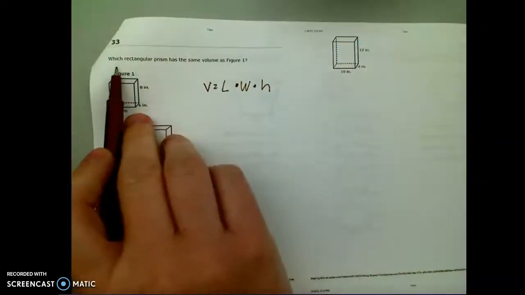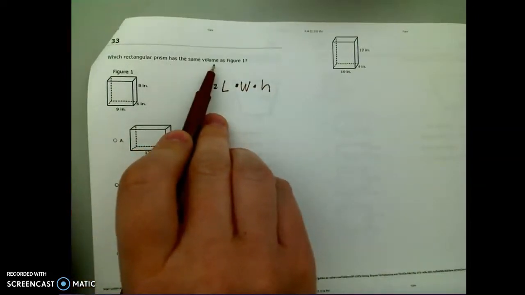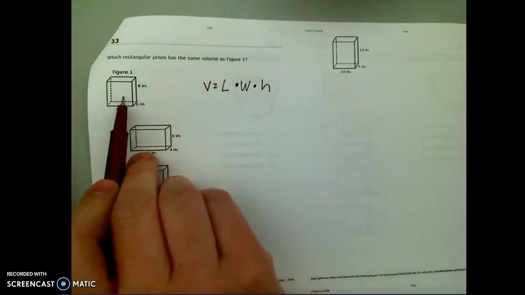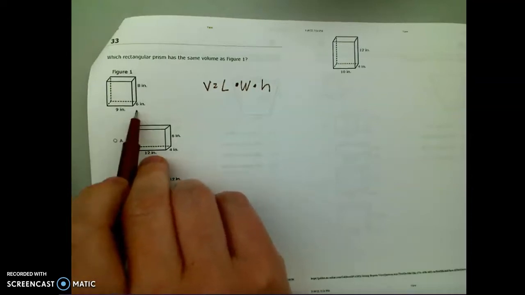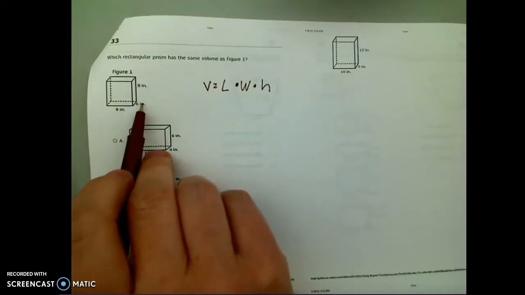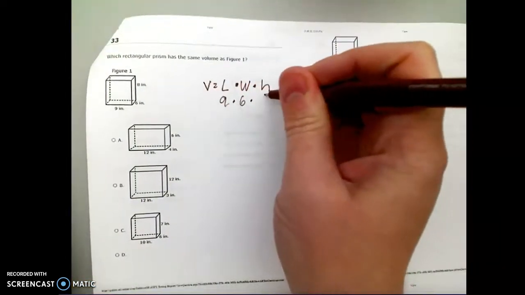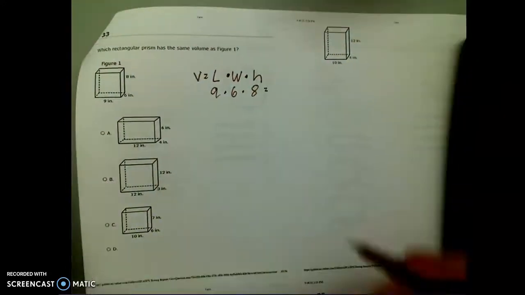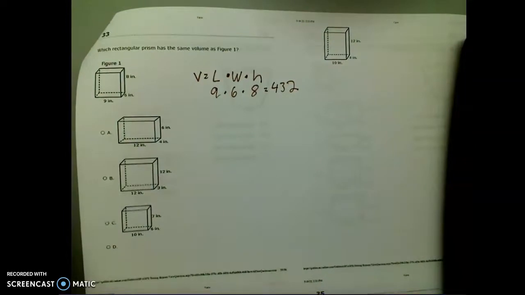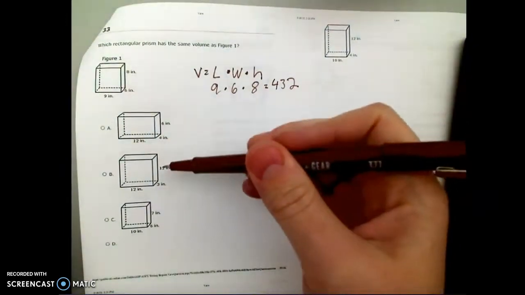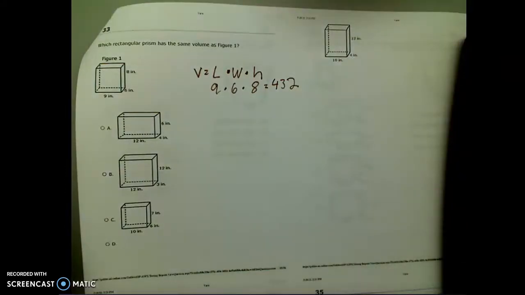Okay, so number 33 asks which rectangular prism has the same volume as figure 1. So let's figure out the volume for figure 1. I'm going to take 9 times 6 times 8, and I get 432. Now what I need to do is find the volume for A, B, C, and D over there, and figure out which one is the same.